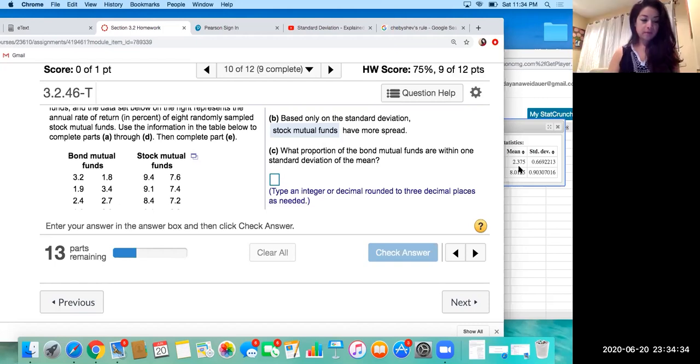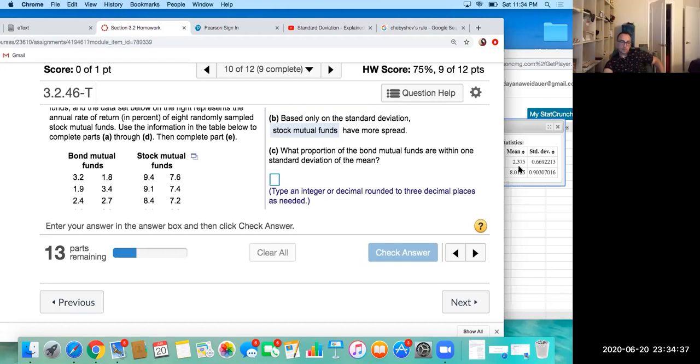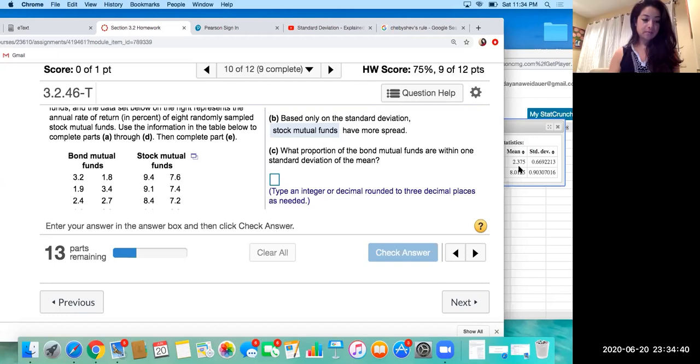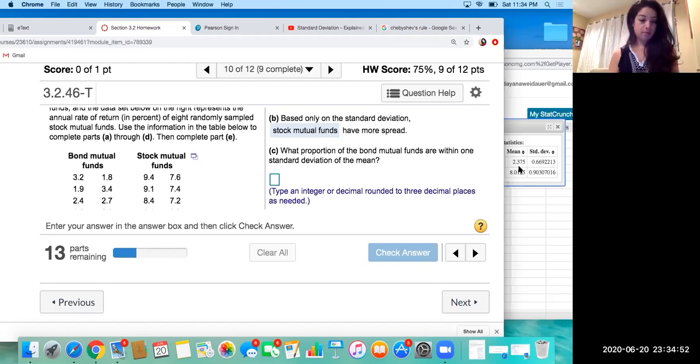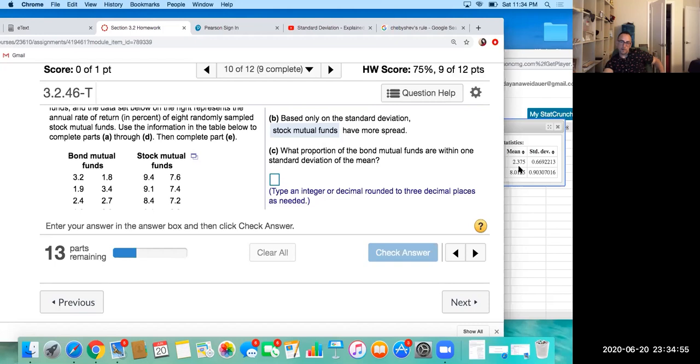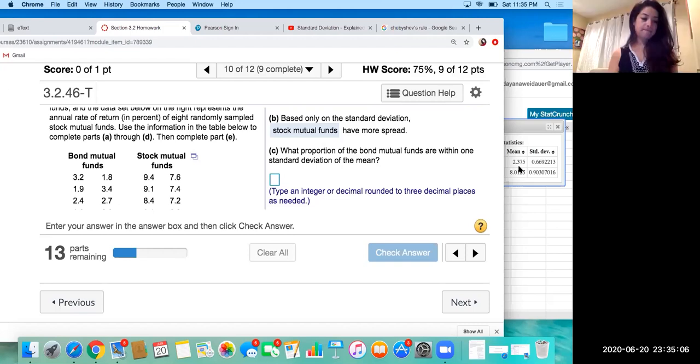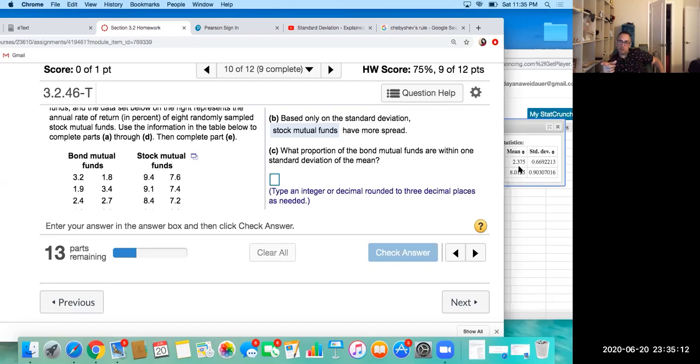2.375 plus 0.669. Yeah. So 0.669 plus 2.375. That gives me 3.044. So write that down and then now subtract 0.669 from 2.375. And then write down those two numbers. And now count how many of the bonds are within that range.